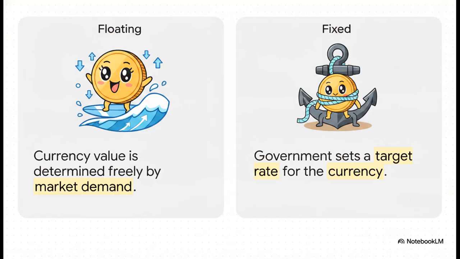We're zooming out even further now, beautifully past our own borders, to look at international trade. When countries interact, they obviously use different currencies, which means we need exchange rates. A floating exchange rate is determined entirely freely by supply and demand. So, if a country is growing really fast and foreign investors want to buy assets there, the demand for that currency rises and its value strengthens. Easy, right? Conversely, a fixed exchange rate is when a government or central bank actively intervenes to peg their currency to a target, like the US dollar, just to maintain predictability.